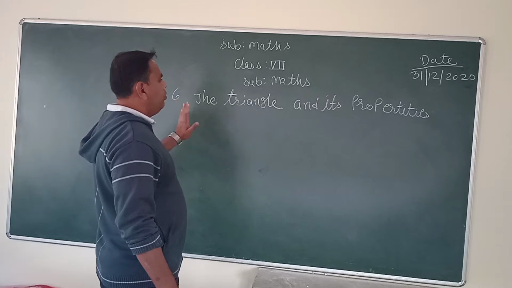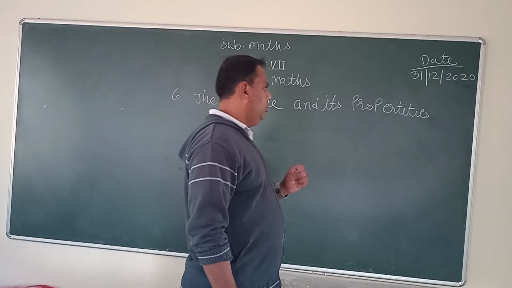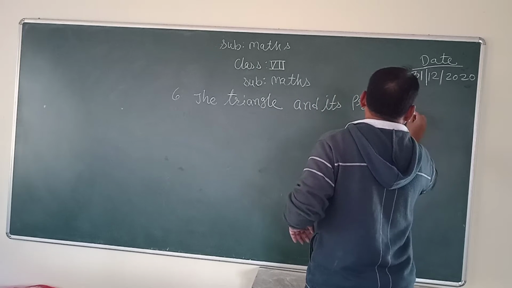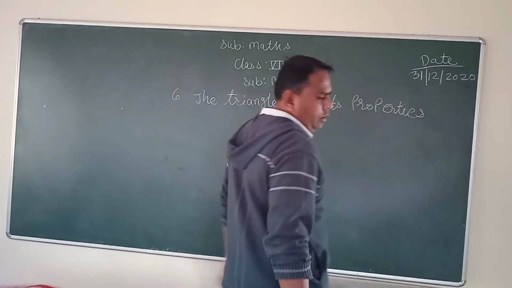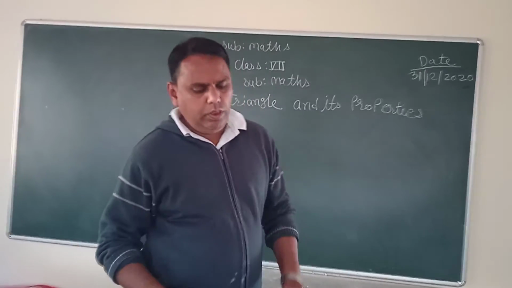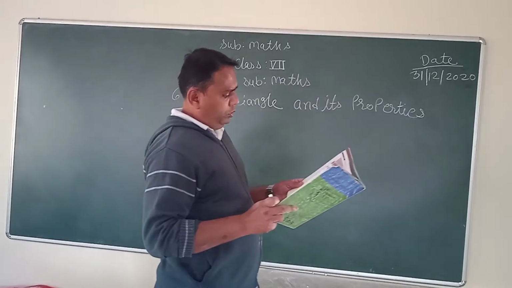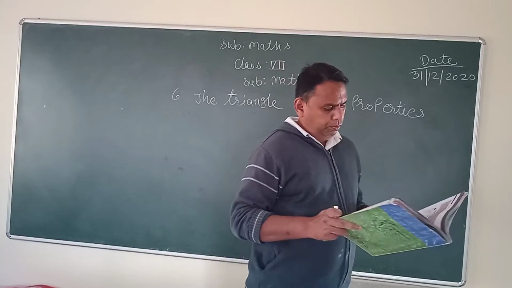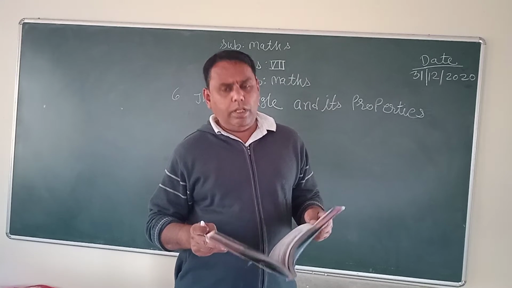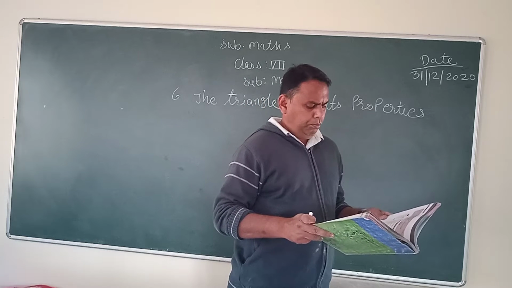Dear student, this is chapter number 6, the triangle and its properties. Yesterday we had seen exercise 6.5 up to question 6. Only two questions remain for students: question number 7 and question number 8. We see question number 7 first.